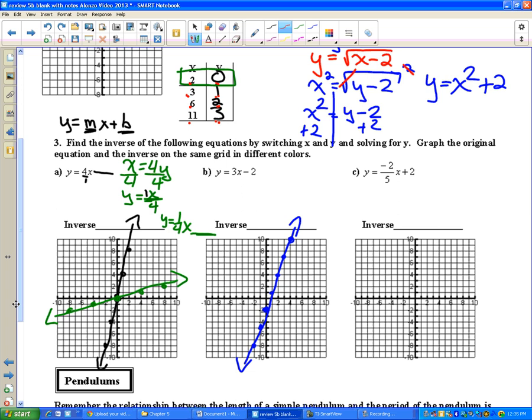Now I need to find the inverse, and remember this was 3 over 1. That's where I got up 3, right 1. For the inverse, what you need to do is switch x and y and solve for y. So we're going to add 2 to both sides of the equal sign. x plus 2 is equal to 3y. Divide every term by 3. So you get y is equal to, remember there's a 1 in front of this x, so it's 1/3 x plus 2/3. My y-intercept is 2/3.